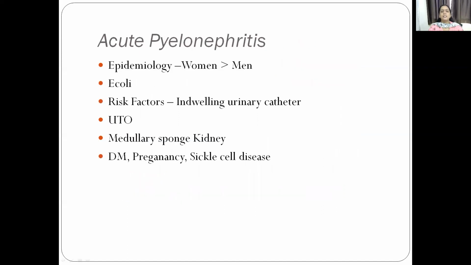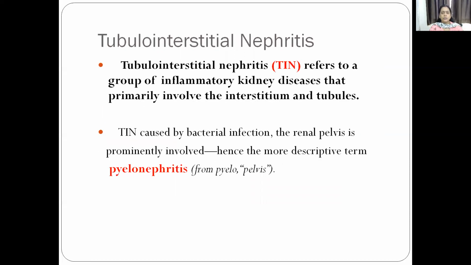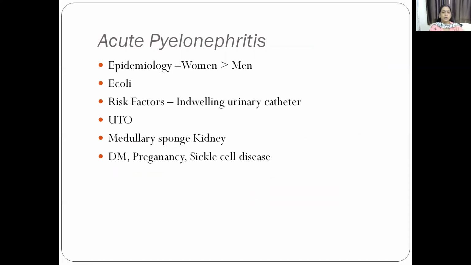So this pyelonephritis can be acute or chronic, or it can be induced by a drug or analgesic, urate crystal deposition, lead poisoning, or myeloma. Whatever the reason is, there is inflammation of the tubules and the interstitium, and we will go one by one. Now we are going to talk about acute pyelonephritis.